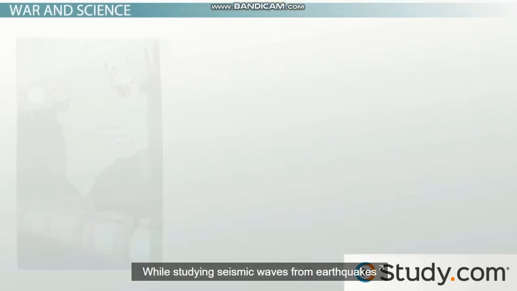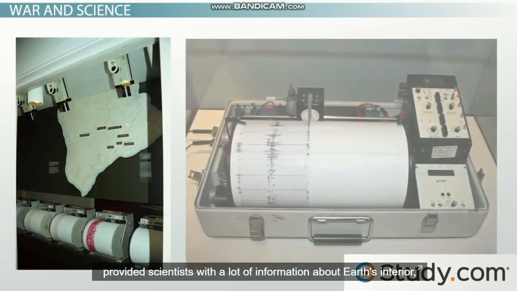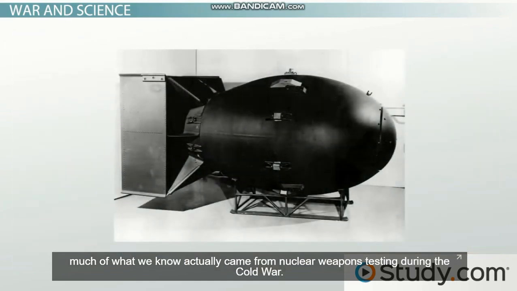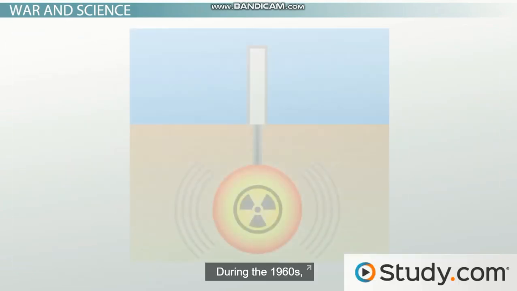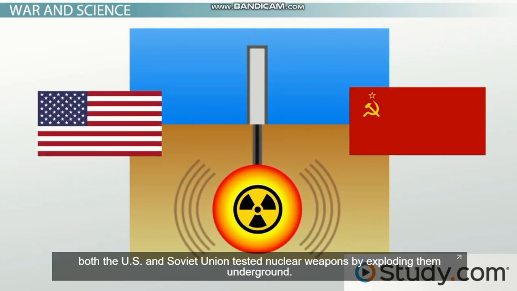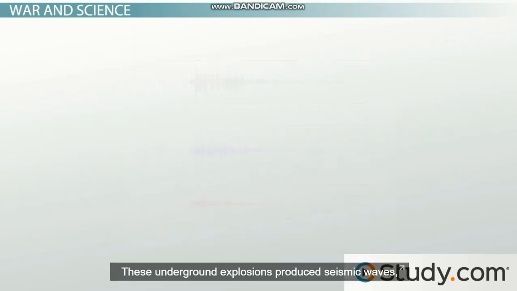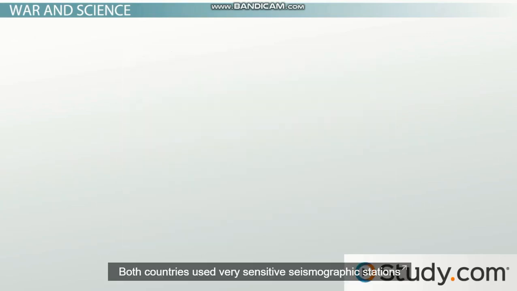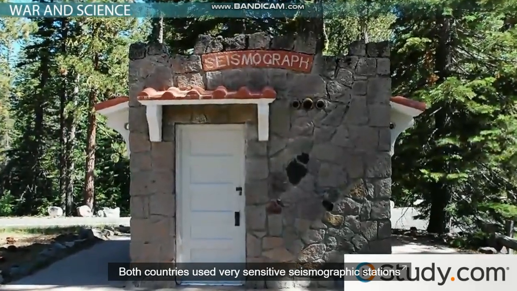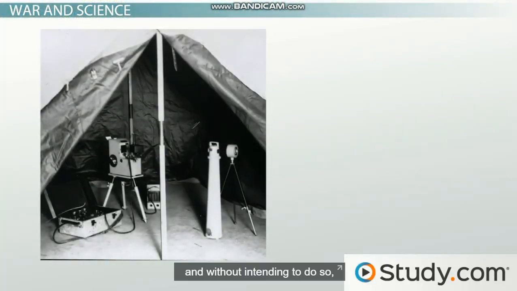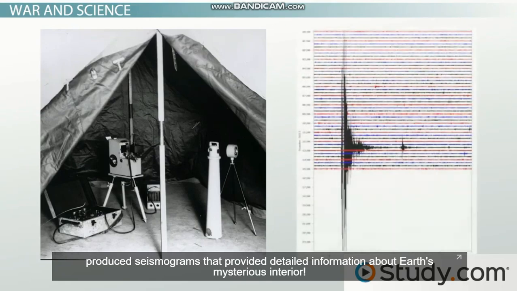While studying seismic waves from earthquakes provided scientists with a lot of information about Earth's interior, much of what we know actually came from nuclear weapons testing during the Cold War. During the 1960s, both the U.S. and Soviet Union tested nuclear weapons by exploding them underground. These underground explosions produced seismic waves similar to the ones produced by earthquakes. Both countries used very sensitive seismographic stations to monitor the testing activity of their opponent, and without intending to do so, produced seismograms that provided detailed information about Earth's mysterious interior.